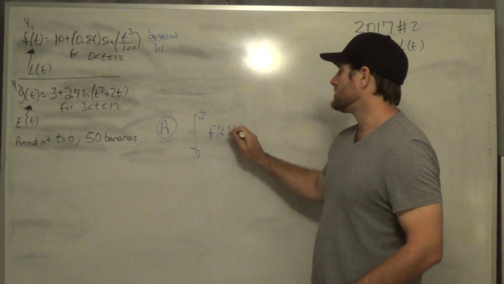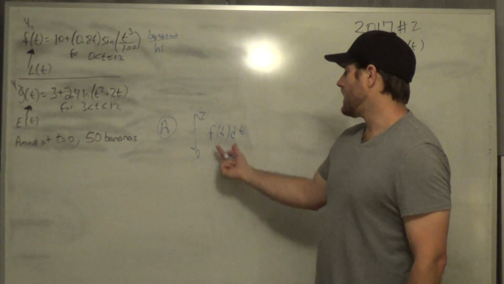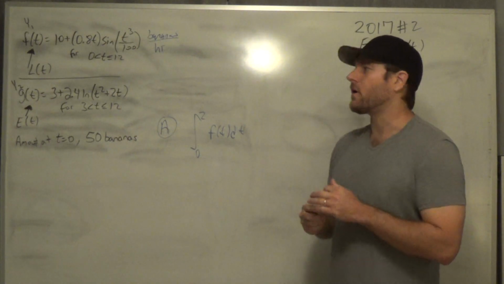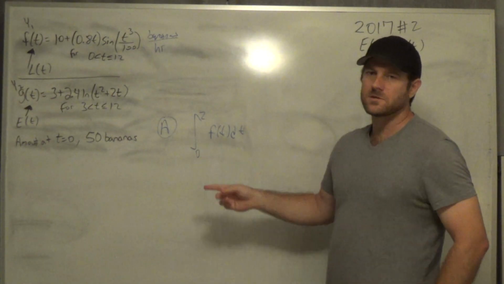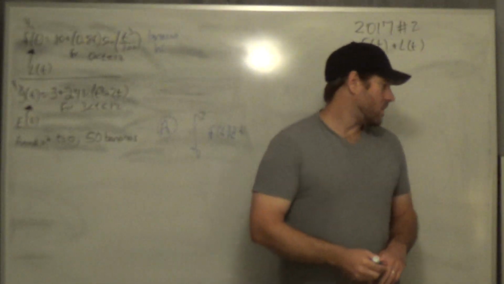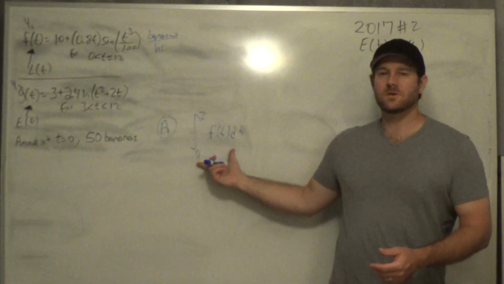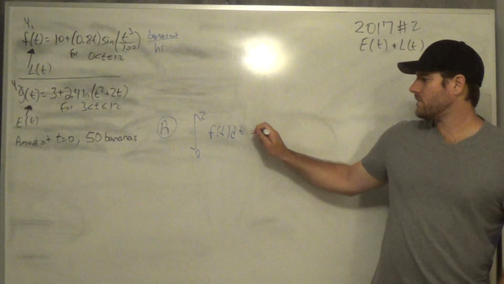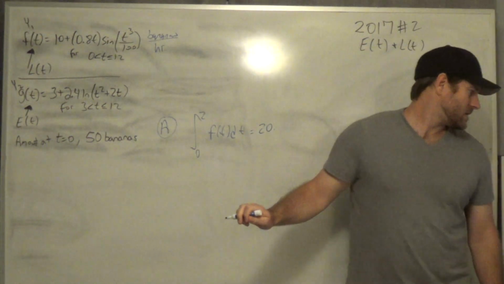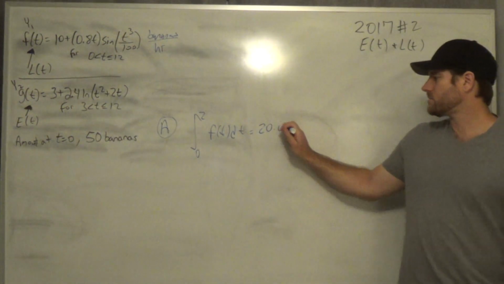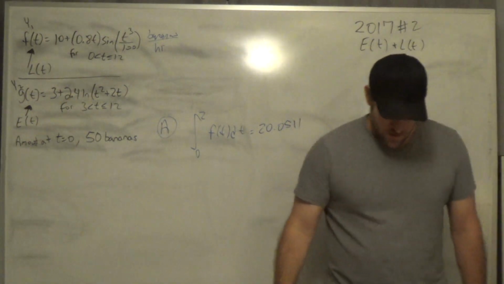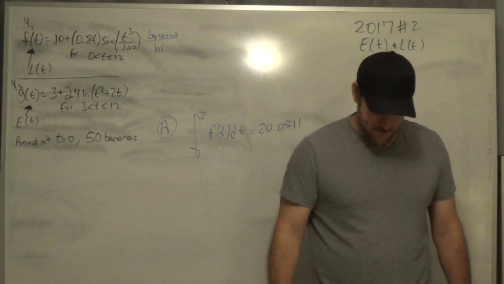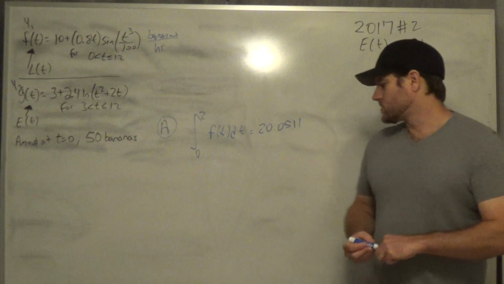f of t dt. Okay? Now, f of t is all of this, and at this point in time, you're just typing this out in your calculator. You could not do this without a calculator. If you don't have a calculator, don't worry about it. As long as you understood this was the setup, that's good enough. And that gives me an answer of 20.0511. And that's all they want. So that's part A. Let's go to part B now.